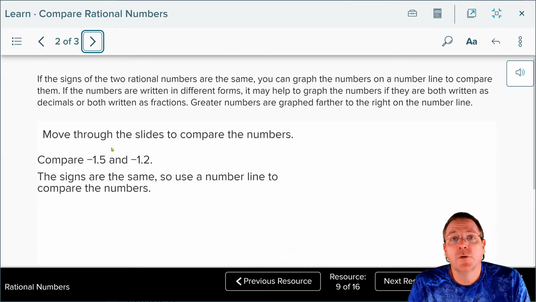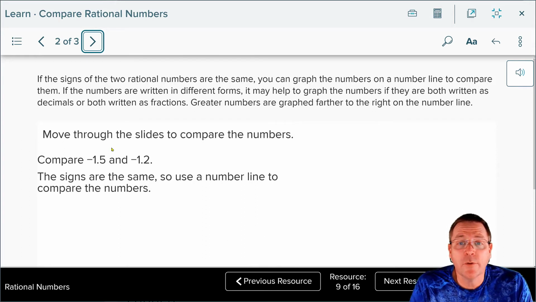If the signs of the two rational numbers are the same, however, then it would be a good idea to graph the numbers on a number line to compare them. If the numbers are written in different forms, it may help you to graph the numbers if they are both written as decimals or if they're both written as fractions. Greater numbers are graphed farther to the right on the number line.